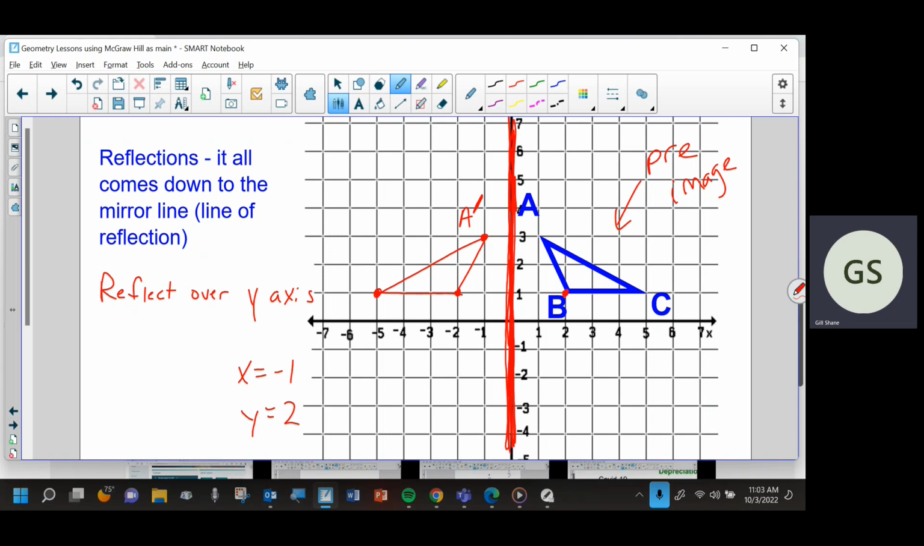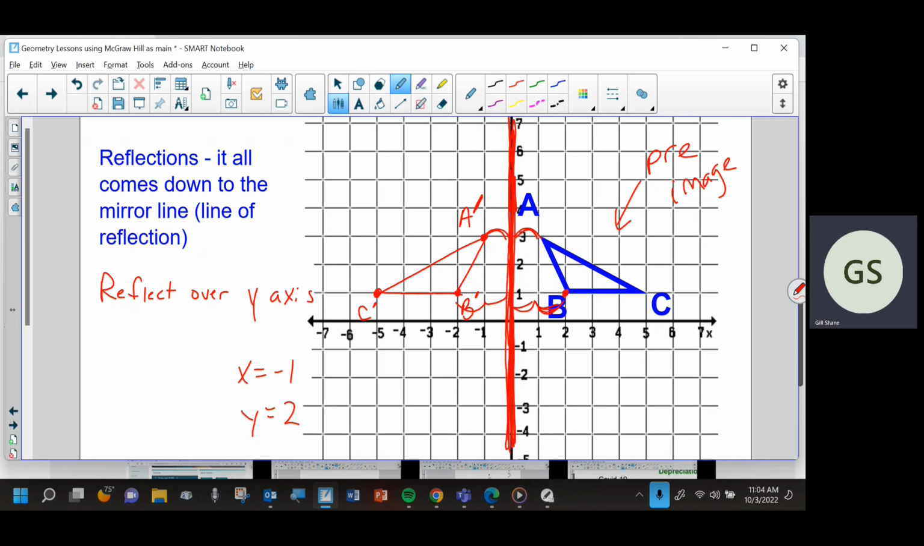If we want to create an image on the other side, we just need 3 points that are the same distance away from the line of reflection. So point A is 1 away, just like A prime is 1 away. B is 2 away from the line of reflection. Well, B prime is also 2 away. So that's how we created those points. We just made sure they were the same distance away from the line of reflection as the original points were.